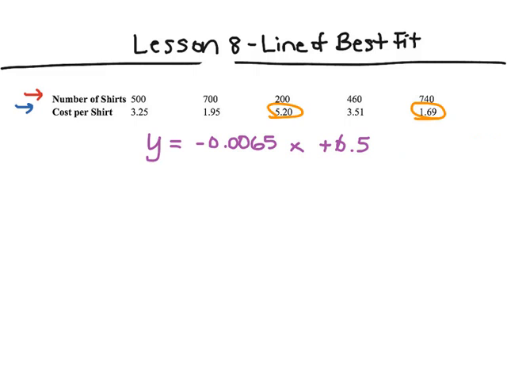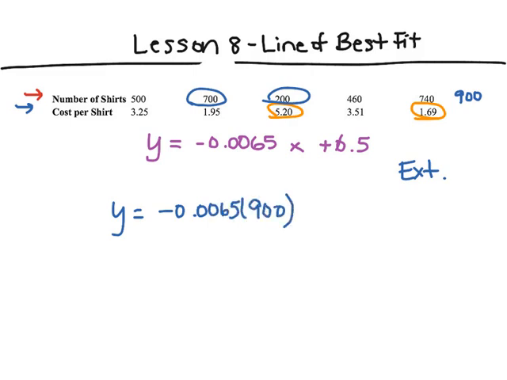Part B says how much would it cost if he ordered 900 shirts. So 900 would be on here. Because our biggest number is 700 and our lowest number is 200, this would also be extrapolation. So we go 900 for x, so y equals negative 0.0065 times 900 plus 6.5, and you type that all in, it would be 0.65. So it should cost about 65 cents per shirt.